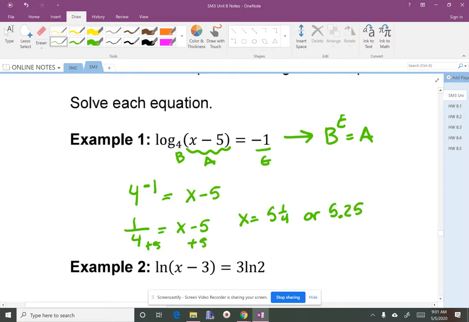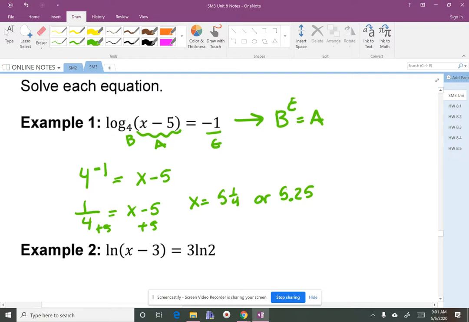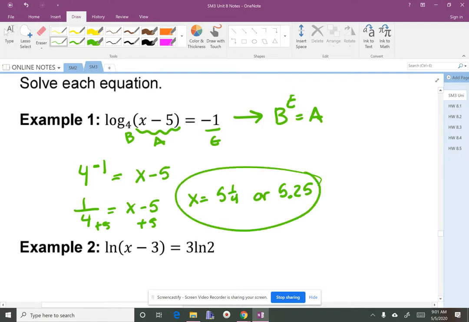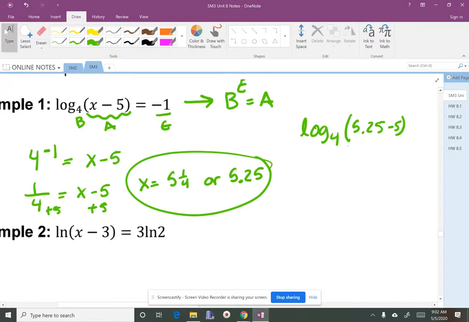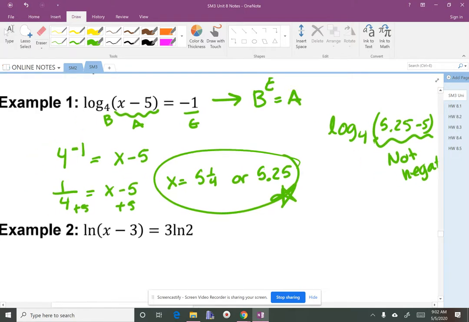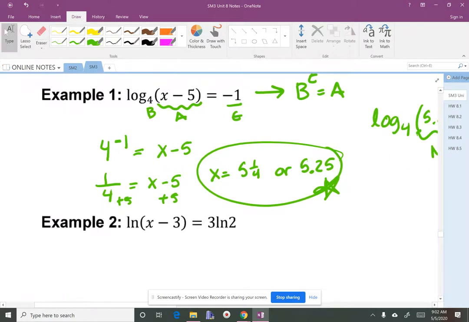I don't care if you use a calculator. Then I'm going to check to make sure that it fits in my domain. The way I do that is I say log base 4 of 5.25 minus 5. I need to make sure that this part is not negative. And it's not, so we're good. This is my answer. Okay. Next one.